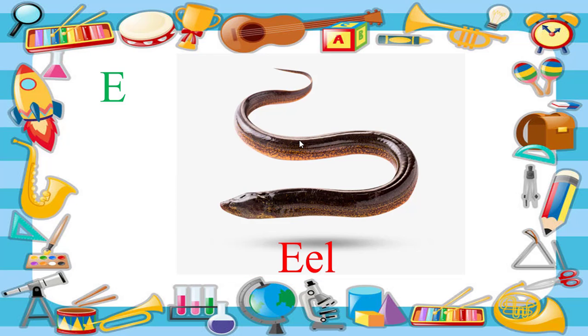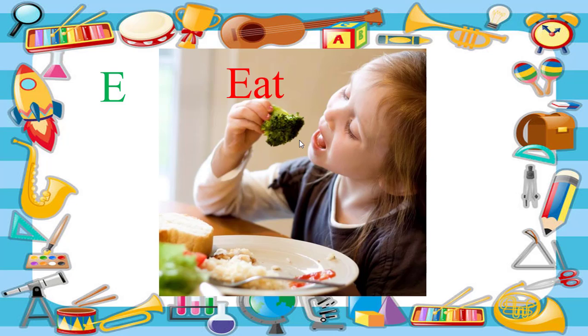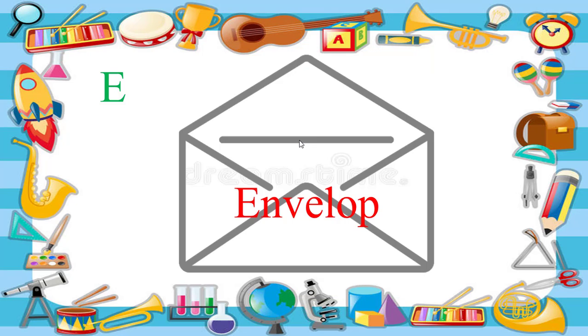E is for eel. Eel. E is for eyes. Eyes. E is for it. It. E is for envelope. Envelope.